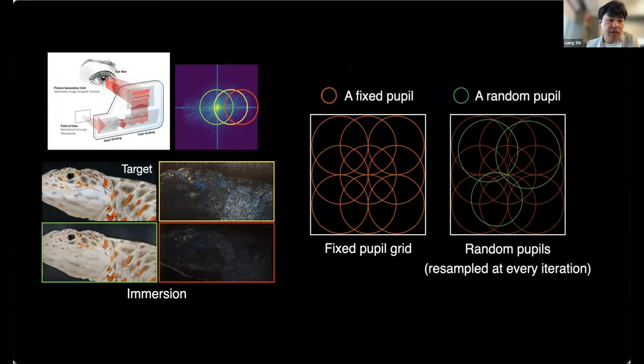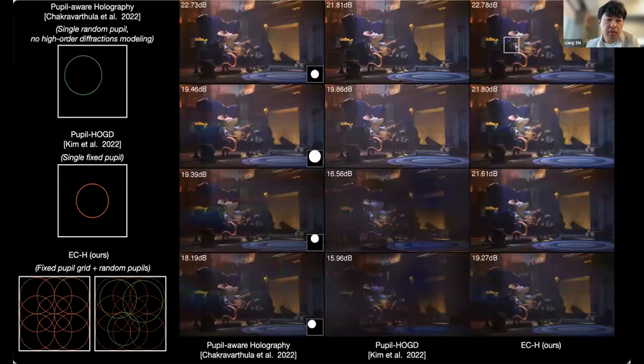The fixed pupil grid will consistently force the energy to spread out over the entire eye box, whereas random pupils will ensure high image reconstruction at any position within the lattice of the pupil grid. This meticulously designed sampling strategy outperformed previous methods by a big margin.